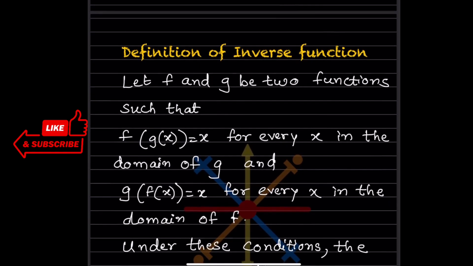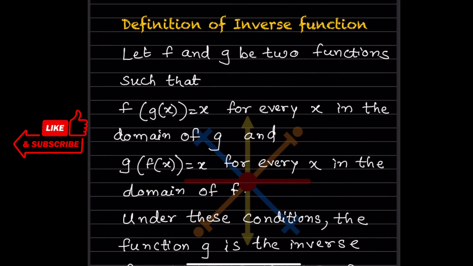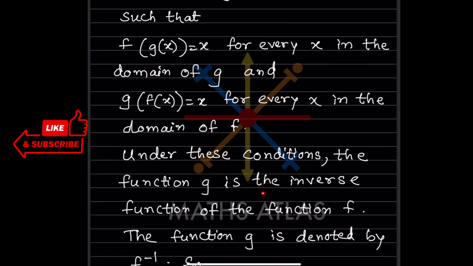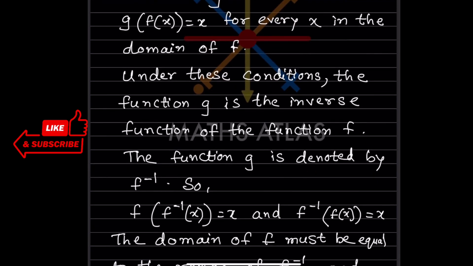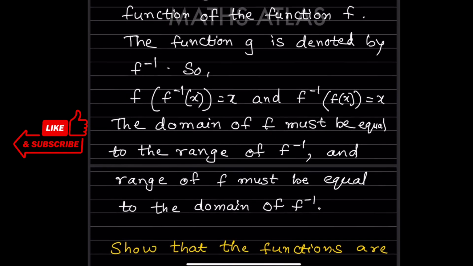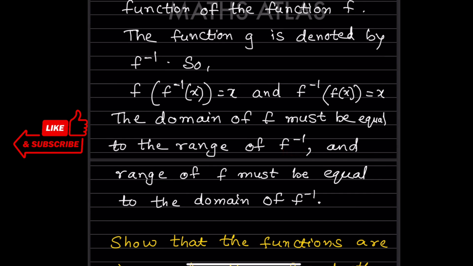Now, what is the definition of the inverse function? Let f and g be two functions such that f of g of x is x for every x in the domain of g, and g of f of x is x for every x in the domain of f. Under these conditions, the function g is the inverse function of the function f, and g is denoted by f inverse. So we write f of f inverse of x is x, and f inverse of f of x is x. The domain of f must be equal to the range of f inverse, and the range of f must be equal to the domain of f inverse.